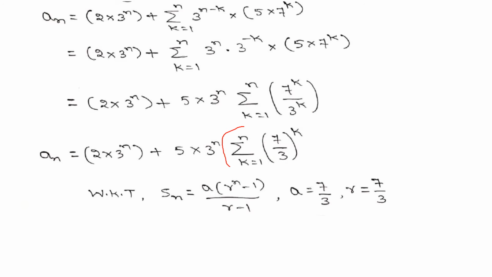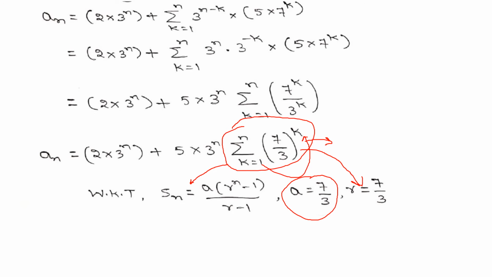This is a geometric series of first n terms whose summation is given by a into r to the power n minus 1 divided by r minus 1. If you look at the expansion of this series, the first term will be 7 by 3, that is, if you take k equal to 1, the first term is 7 by 3, and the common ratio will be 7 by 3.